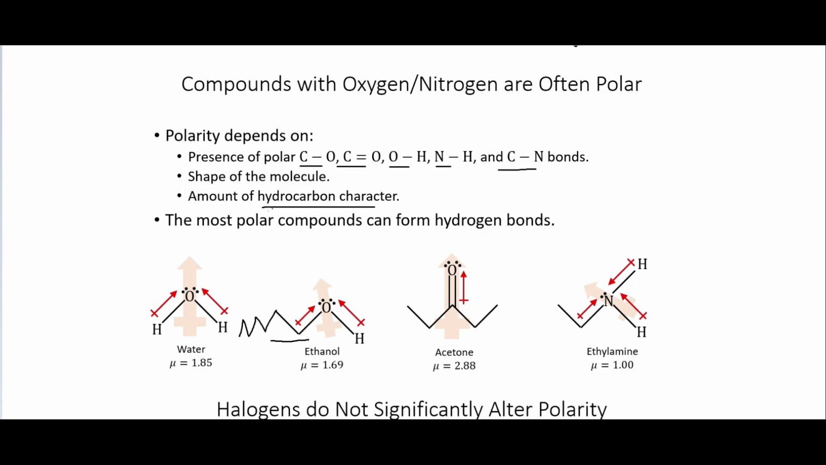And so the amount of hydrocarbon character that something has is going to reduce the polarity, even if it does have an oxygen or a nitrogen or an OH or anything like that bound to it. And so acetone here, again, this is why these dipoles are not really great measures of how much it's going to act like a polar solvent, but we can see that this acetone has more hydrocarbons on it. And so that's going to make it act less like a polar solvent than something like water.